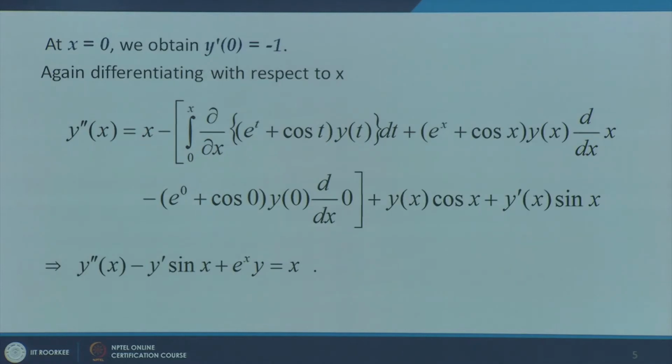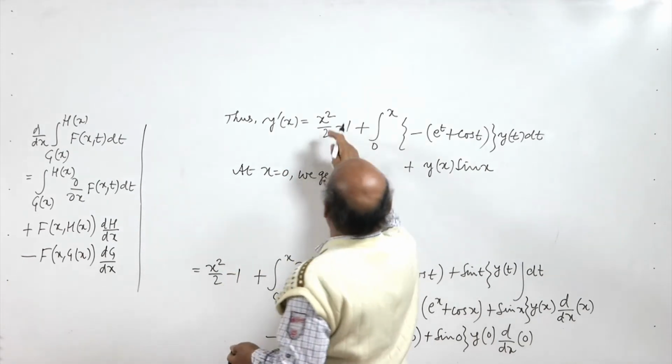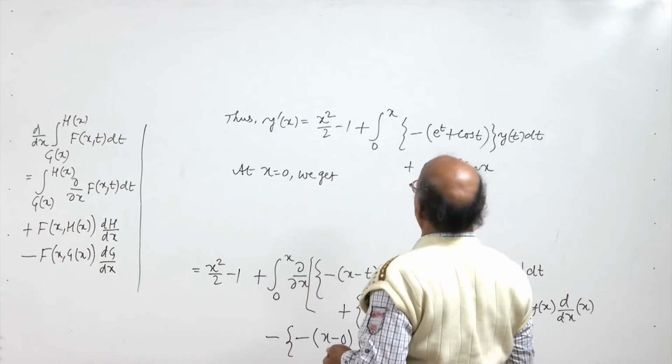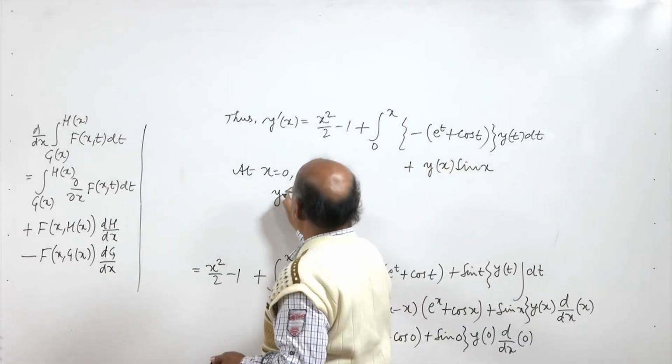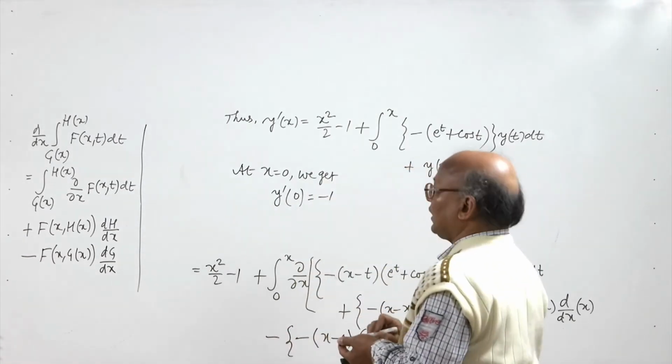Now let us see, when you put x equal to 0 here, we get 0 minus 1, integral limits are 0 0, so the value of the integral is 0, so y dash 0 equal to minus 1.